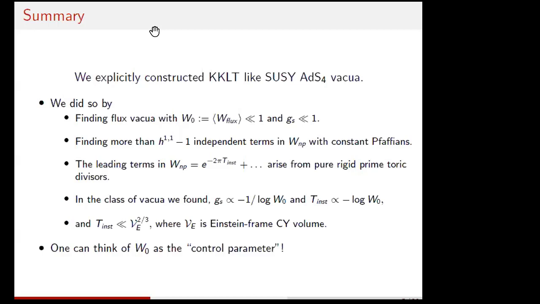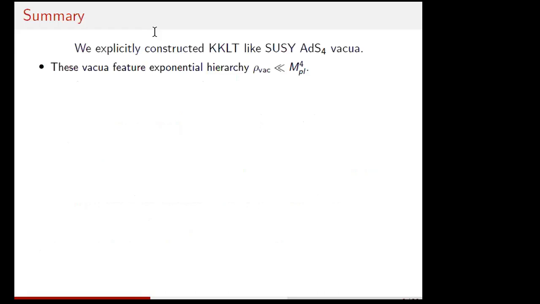And although W0 is not really a parameter, you can always think of it as the control parameter whenever some problem comes up in a KKLT-like construction, scenario, or proposal. You can go back to W0 and ask, what does everything do to the value of W0? And the vacua we constructed have exponential hierarchies. And the very seed of the exponential hierarchy was the exponentially small W0.